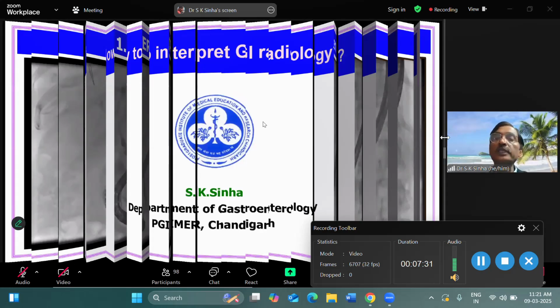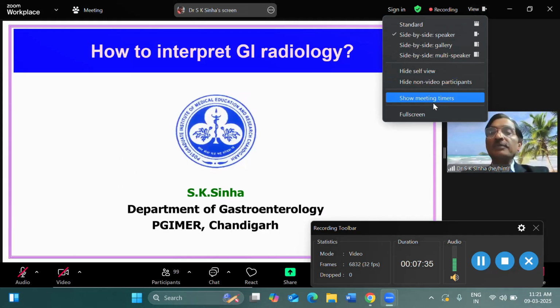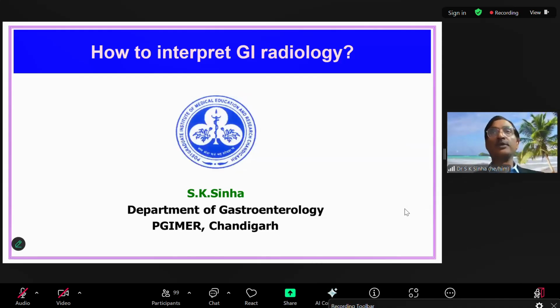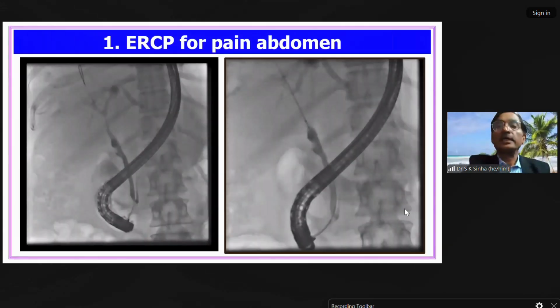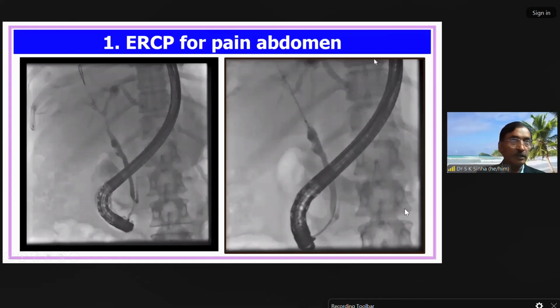Most of the exams, we keep one or two ERCP films for interpretation, because, as we understand, most of the gastroenterologists keep doing ERCP, and for that, most of the time radiologists will not be immediately available. So literally that becomes bread and butter for the gastroenterologist. Every gastroenterologist must know how to interpret radiology and particularly ERCP.